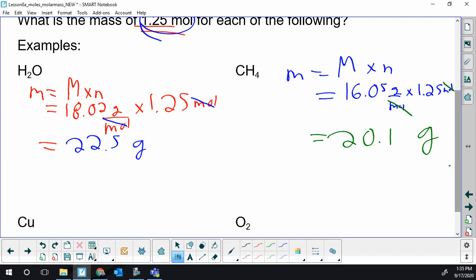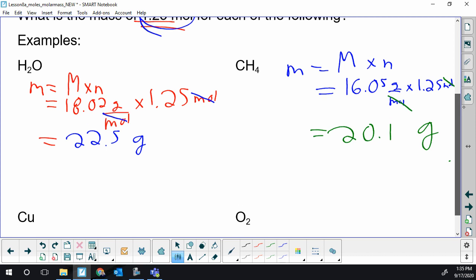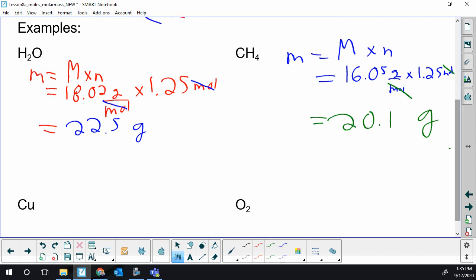2 left. We have copper and oxygen gas left. And see if you can compute what the mass of each of those would weigh. 1 1/4 mole of copper and 1 1/4 mole of oxygen. I'll scroll down in a second once I'm sure everybody has those top notes. Okay.